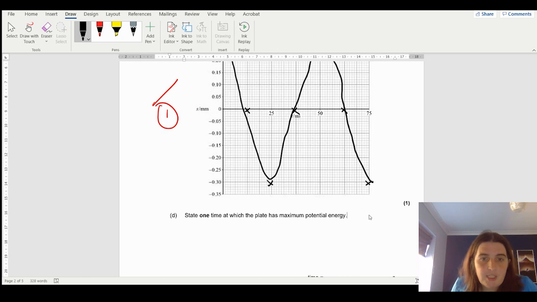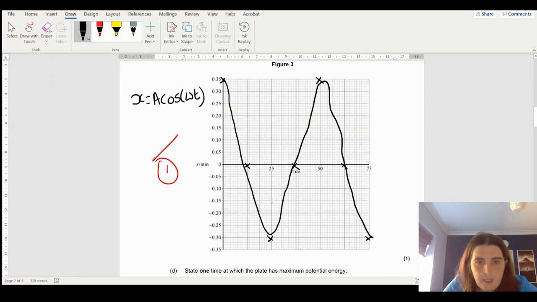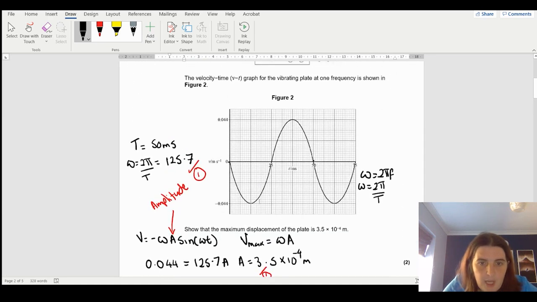Basically, maximum potential energy is when kinetic energy equals 0, because in any SHM system, it is going between potential energy and kinetic energy. So to have maximum potential energy, you must have 0 kinetic energy. So I'm looking for positions, if I go back here, where I'm going to have 0 velocity. So it's 0, 25 milliseconds, 50, and 75.